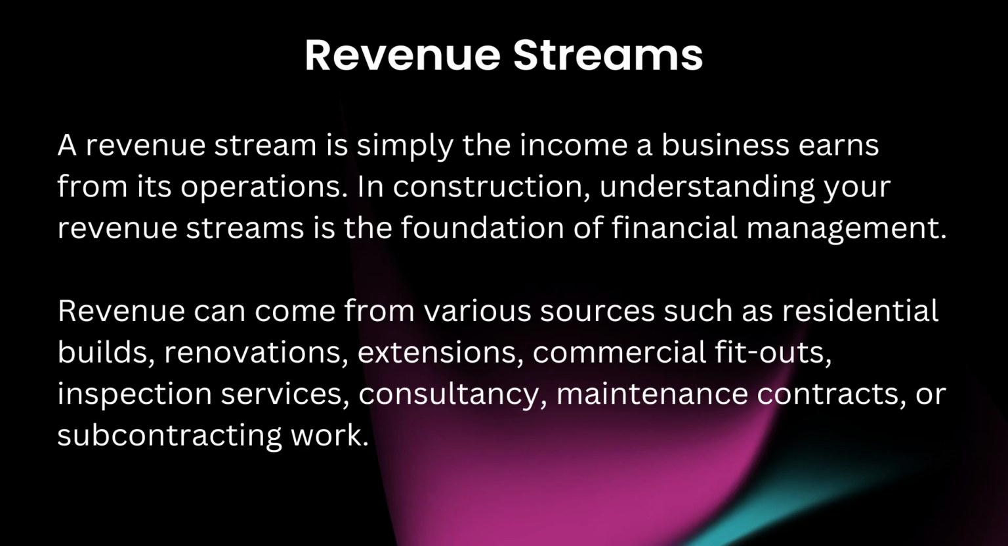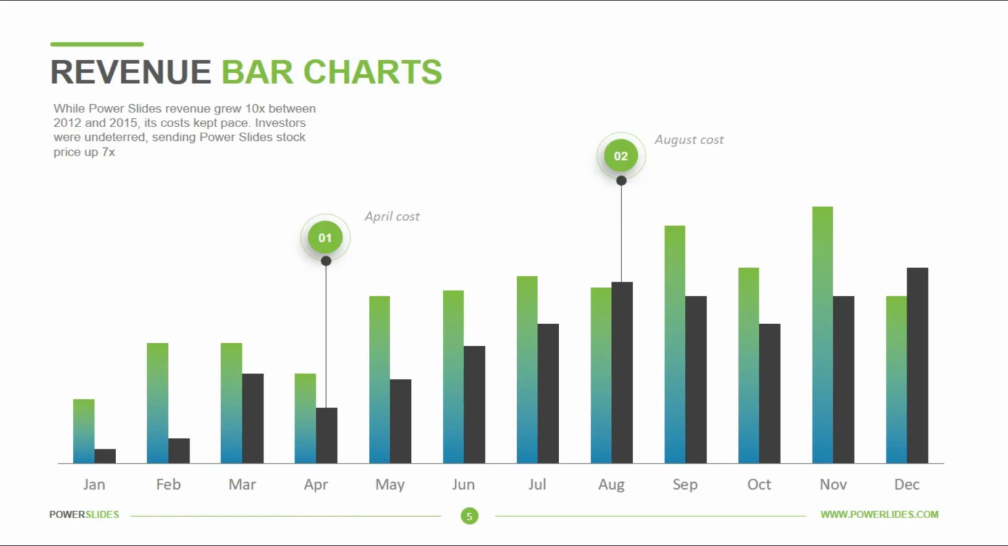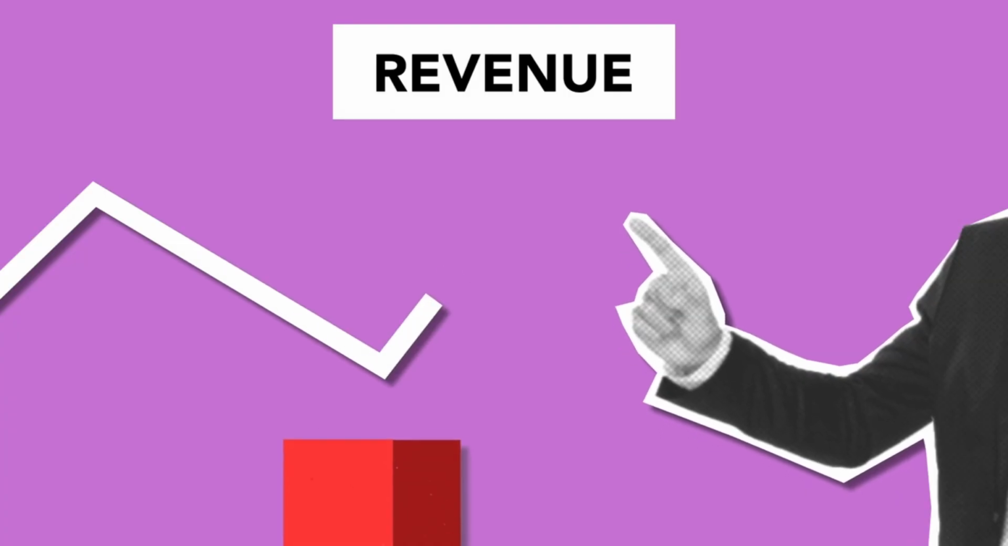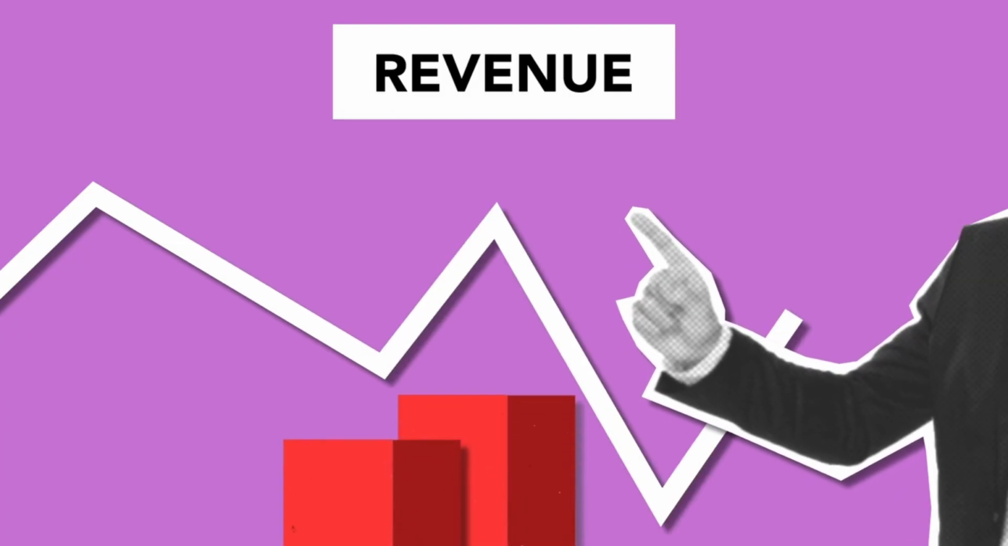A revenue stream is simply the income a business earns from its operations. In construction, understanding your revenue streams is the foundation of financial management. Revenue can come from various sources, such as residential builds, renovations, extensions, commercial fit-outs, inspection services, consultancy, maintenance contracts, or subcontracting work. The key point here is that your revenue streams must always be clearly defined and measurable.